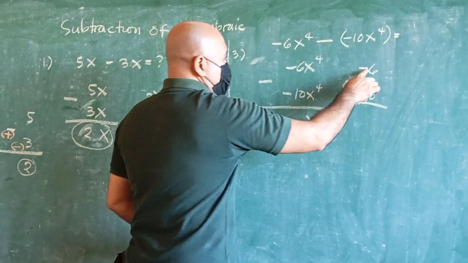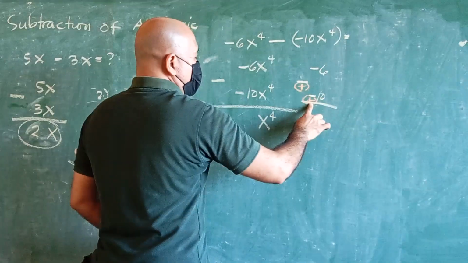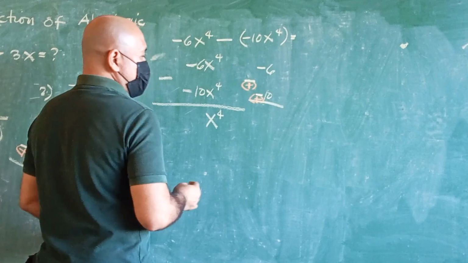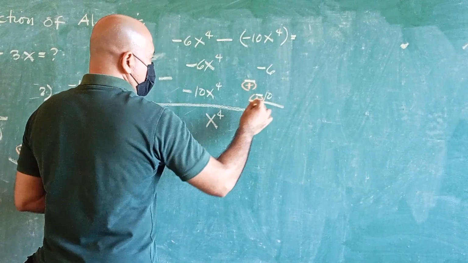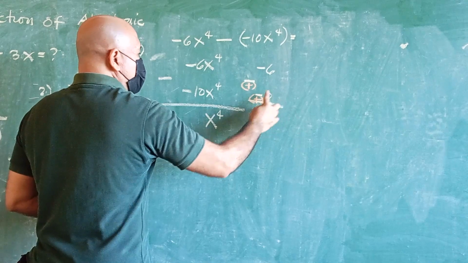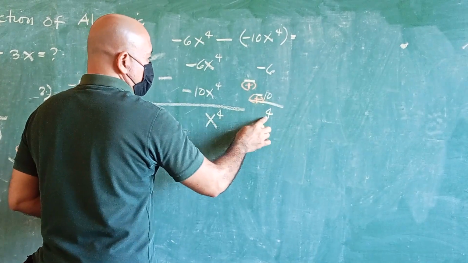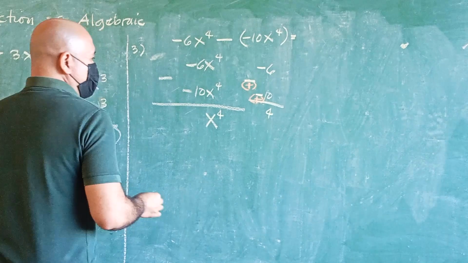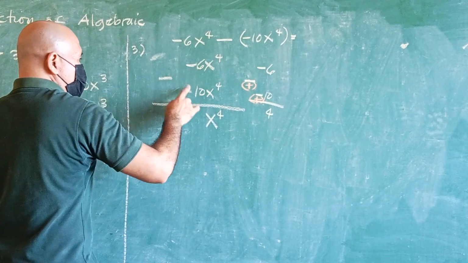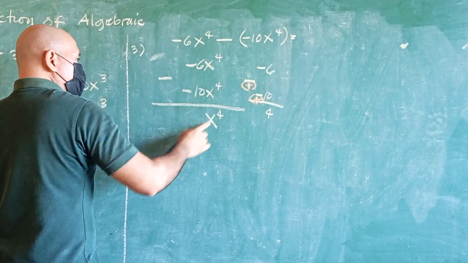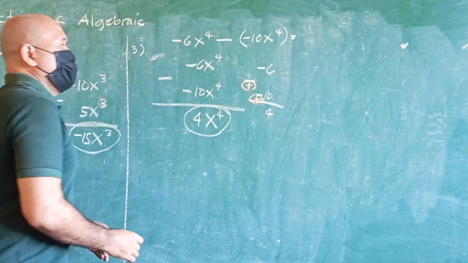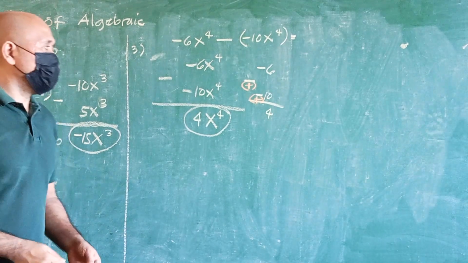So it is now negative 6 plus positive 10. So addition of unlike signs. So get their difference, that is 4. And since 10 has the bigger absolute value and it is positive, your answer is positive. So therefore, negative 6x raised to the power of 4 minus negative 10x raised to the power of 4, the answer is positive 4x raised to the power of 4.